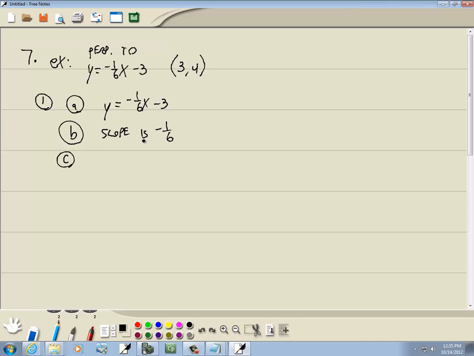Now, perpendicular lines have slopes that are negative reciprocals. What that means is we start with the slope from b, which is negative 1/6. We'd write it in fraction form if it wasn't already in one. So like if we had 5, we'd put 5 over 1. We flip it, that's the reciprocal part, so this becomes 6 over negative 1. And then you change its sign, so it goes from negative 6 over 1 to positive 6 over 1. So the m we're trying to find is going to be 6.